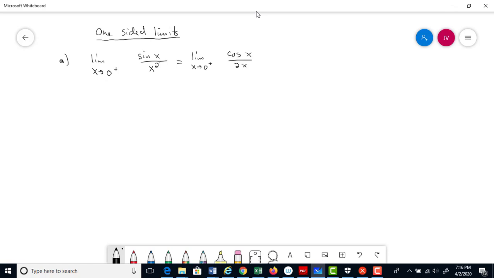So we can break this into two pieces if you remember that this is the limit of essentially a multiplication. This is the same thing as the limit as x approaches 0 of cosine of x multiplied by 1 over 2x. So you could pull out the 1/2. This would be 1/2 times the limit as x approaches 0 from the positive side of the cosine of x multiplied by the limit as x approaches 0 from the positive side of 1 over x.